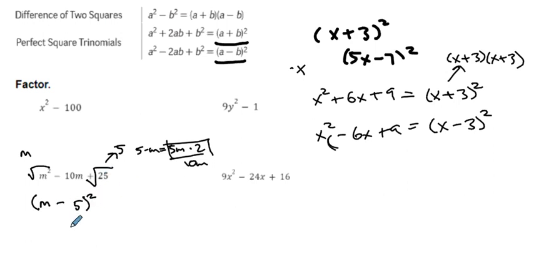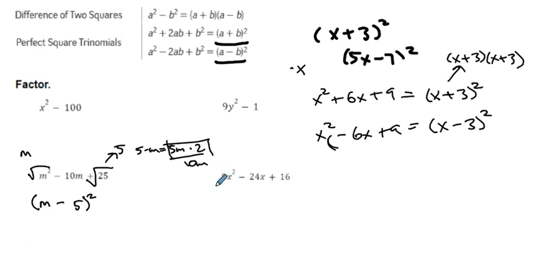A common mistake I'll see people make is that when they factor these, they'll go m minus 25 squared. So they're recognizing that it is a perfect square trinomial, but they're forgetting that you have to take the square root of this, and that's the number you use, because that would be a completely different perfect square trinomial.